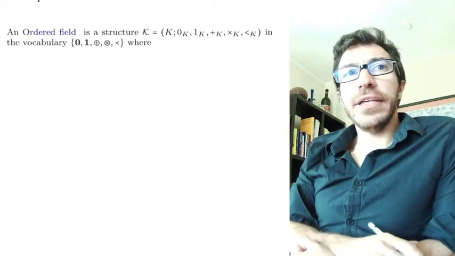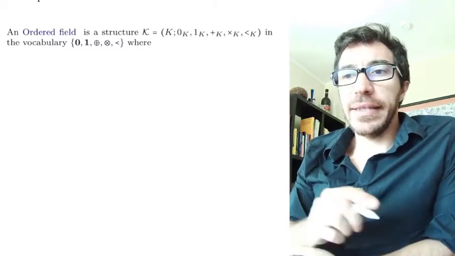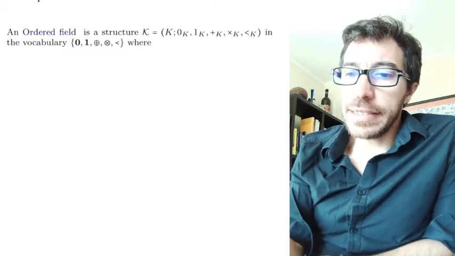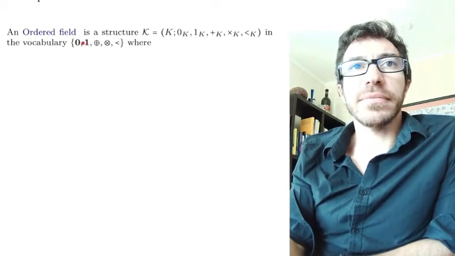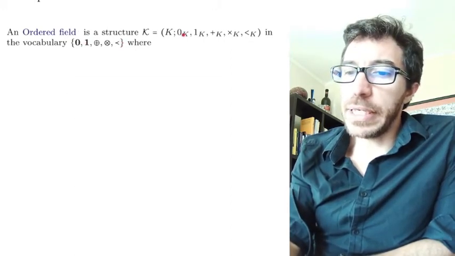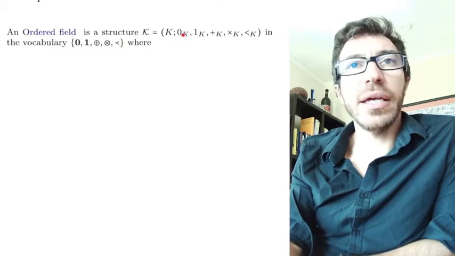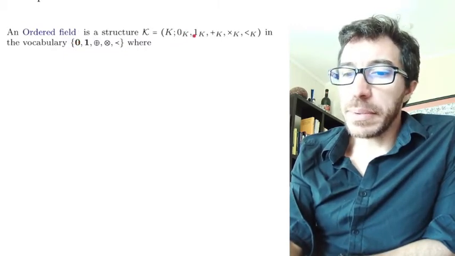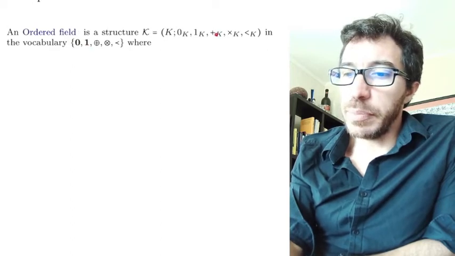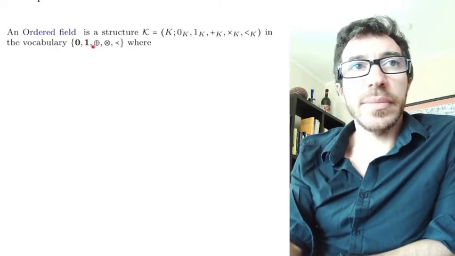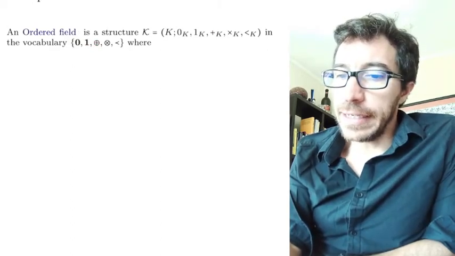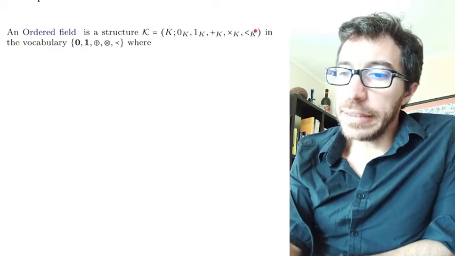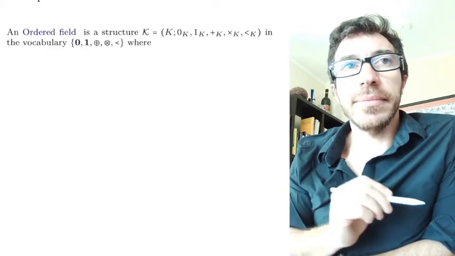An ordered field is a structure in the vocabulary that has these 5 symbols. So it's a structure with an interpretation for each of the symbols. So 0 sub k is interpreting the symbol boldface 0. 1 sub k is interpreting this one. The actual plus sub k is interpreting this symbol. And times is interpreting this one. And this less sub k is interpreting this symbol, curvy less.